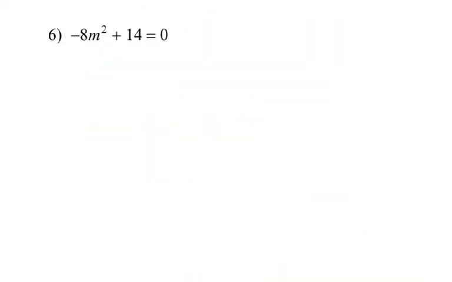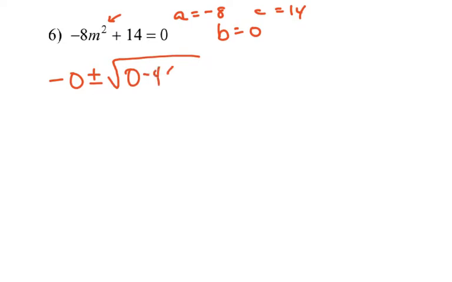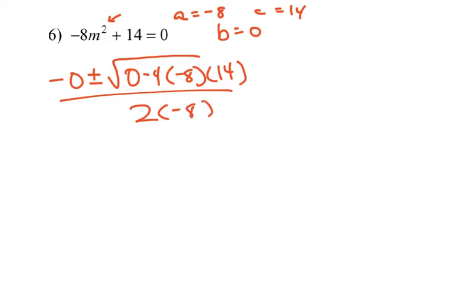Okay, number 6, you'll notice this one is quadratic, but it doesn't have that middle term. So in this case, b is equal to 0, and we've got a is equal to negative 8 and c is equal to 14. So you can still use the quadratic formula. You say negative b plus or minus the square root of b squared minus 4 times a times c, all over 2 times a. So you can still do this even if b is 0. A can't be 0 because then you'd have division by zero, but if you think about it, if a is 0, you don't need a quadratic formula for that.